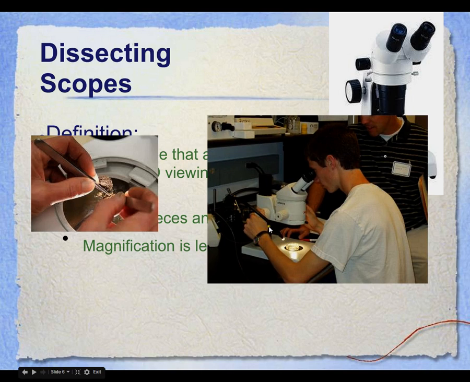And here's one that has a movable light that you could point in a variety of directions, and again they're looking through here, and the workstation is open so that you can really get your hands in there and see what you're doing.